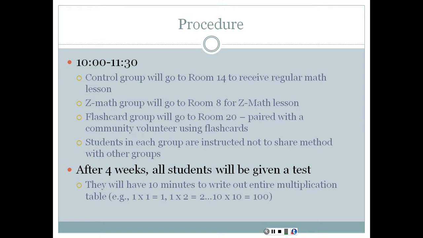So the students in the Z-math group are instructed not to disclose the Z-math method to other students, just as well as the flashcard group. No one is allowed to share any method with any of the other groups. After 4 weeks of our intervention, all students will be given a test where they will have 10 minutes to write out the entire multiplication table with the solutions on a blank sheet of paper.